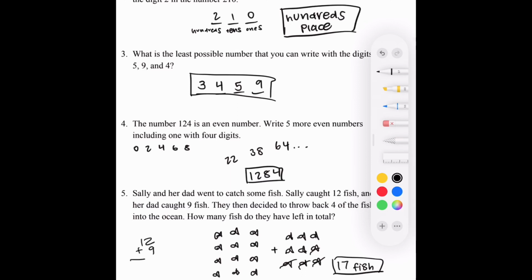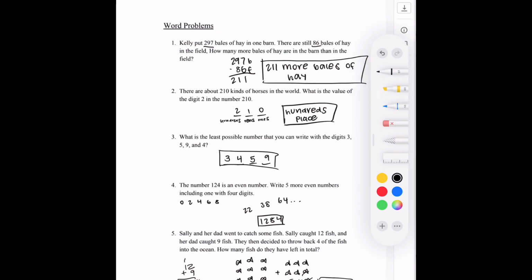Now without using this model, you can just do 12 plus 9. So 9 plus 2 is 11. Put the 1 here. 1 plus 1 is 2. So 21. But they throw back 4 fish, so you would subtract 4 from 21. This would turn into 11. The 2 turns into a 1. 11 minus 4 is 7. And 1 minus nothing is 1. So there you have your answer.